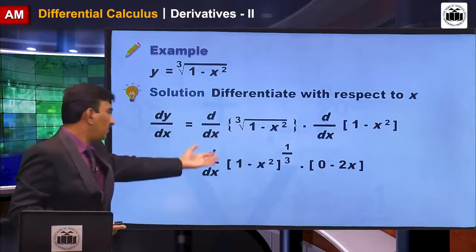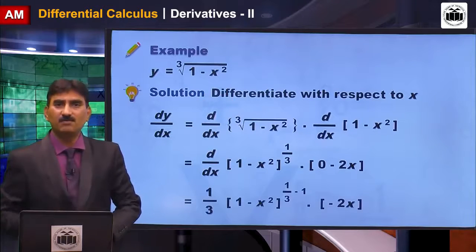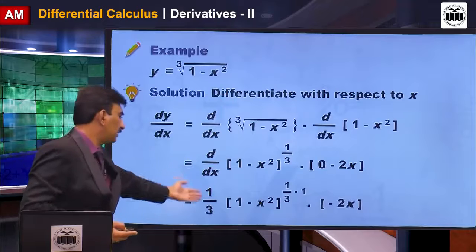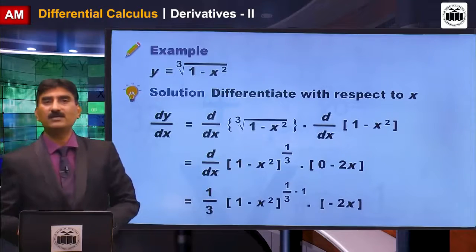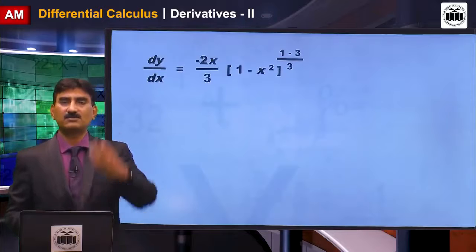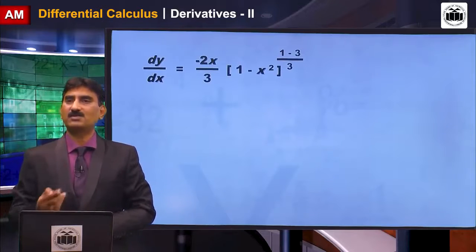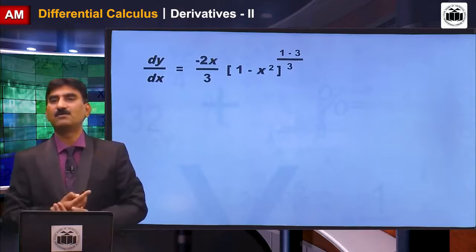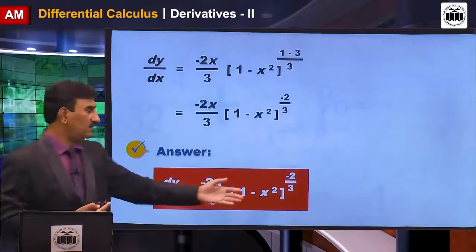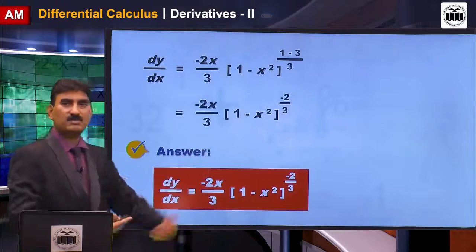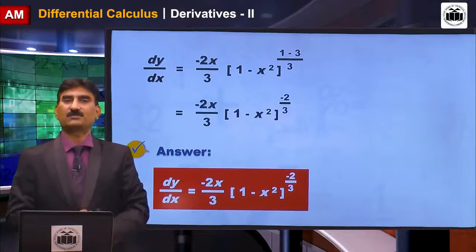So now here the derivative of (1 minus x square) raised to 1 by 3. Apply the formula. We get 1 by 3, (1 minus x square) raised to 1 by 3 minus 1, into minus 2x. After calculation, we get this result: minus 2x upon 3, (1 minus x square) raised to, take LCM, 1 minus 3 upon 3. And finally we get the answer, dy by dx equal to minus 2x upon 3, (1 minus x square) raised to minus 2 upon 3.